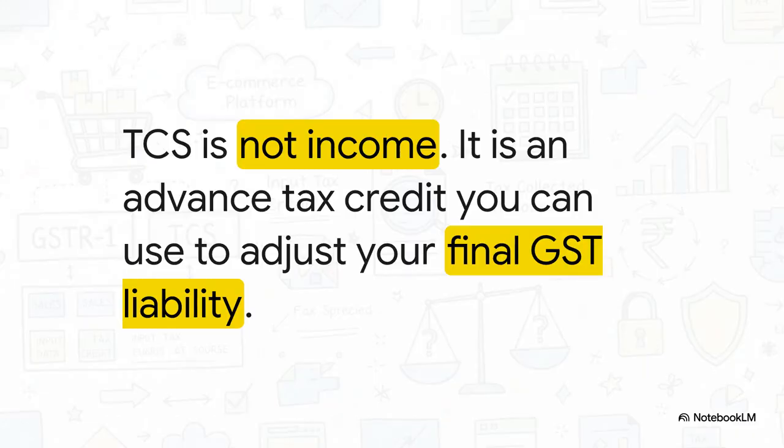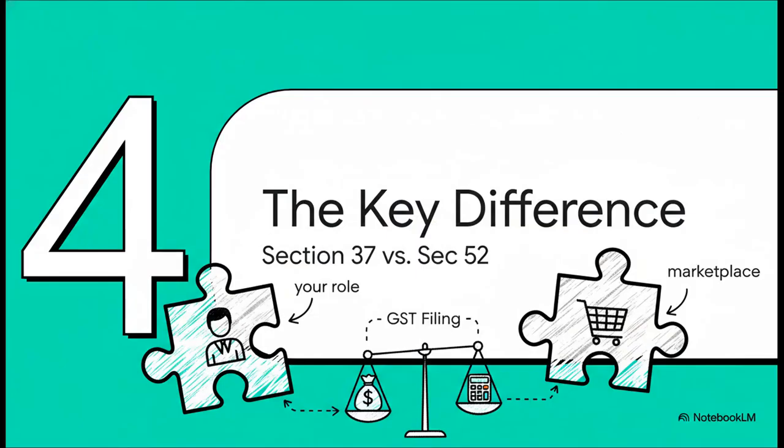And this is another really key point to get. That TCS amount, it's not your income. You should think of it more like an advance tax payment that's been made for you. It's basically a credit just sitting in your account, ready for you to use later to pay off the final GST you owe when you file your GSTR-3B. So now we have the two big pieces of the puzzle, your role under Section 37 and the marketplace's role under Section 52. Let's put them right next to each other to make the difference absolutely unmistakable.